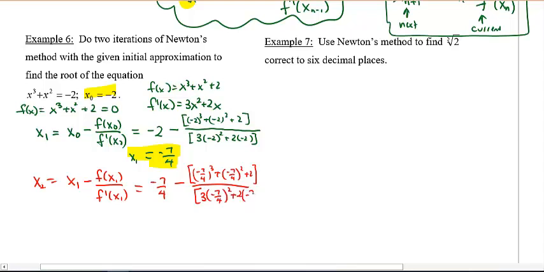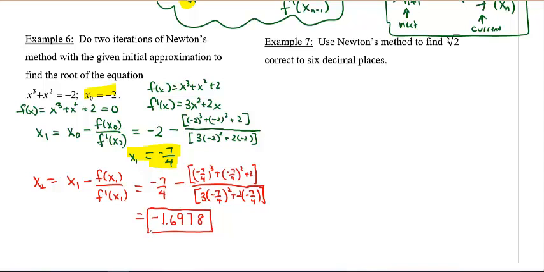I kind of want to do this. Aren't you glad I'm doing it on video for you? Because, bam, the answer is, I'll tell you, negative 1.6978. And so there is your 2 iterations. So you took your initial guess of negative 2, and then you plugged it in. And now after 2 iterations, my new approximation for the root is negative 1.6978.